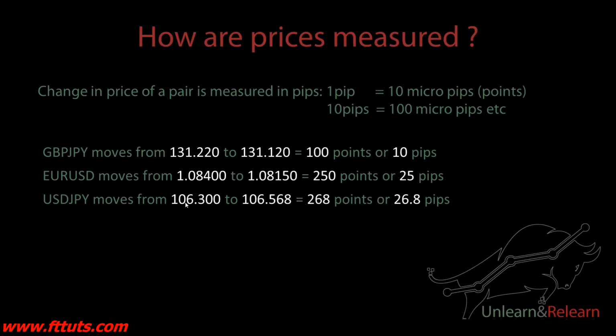In the same way, when we're talking about USD/JPY, let's say we had price at 106.300 and someone, let's say Mr. Hashir, had a buy order at 106.300 and price moved to 106.568. When you subtract these two prices, you get 268 points or 268 micropips, which is 26.8 pips. We're always measuring price in terms of pips, because when we calculate pips in lots, we're going to get our dollar outcome, which we're going to talk about later on.